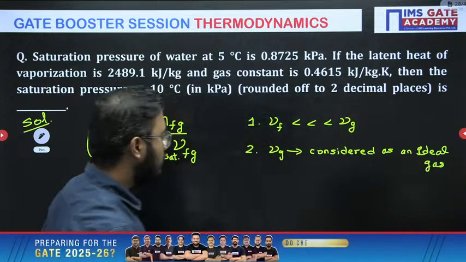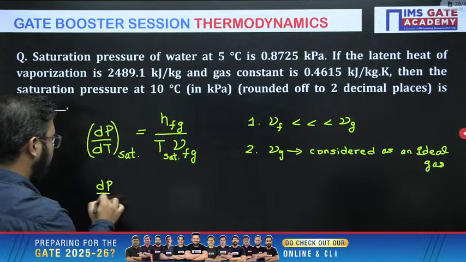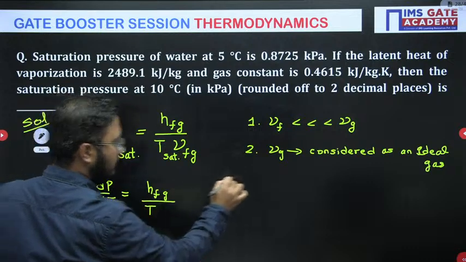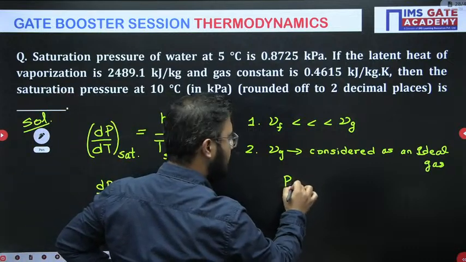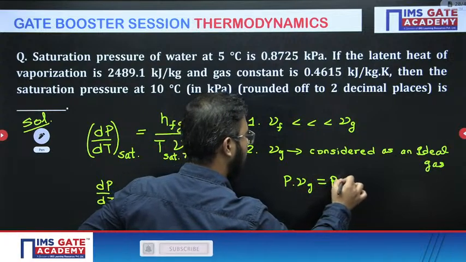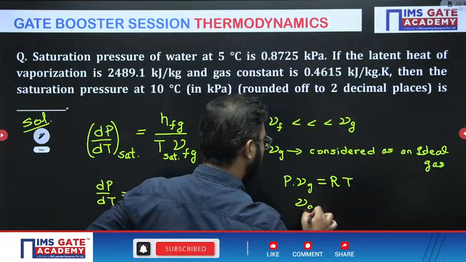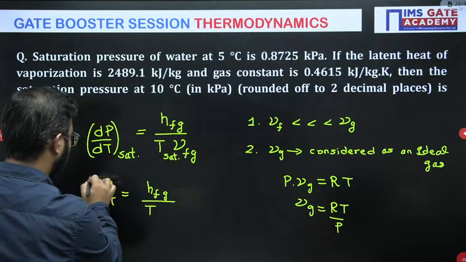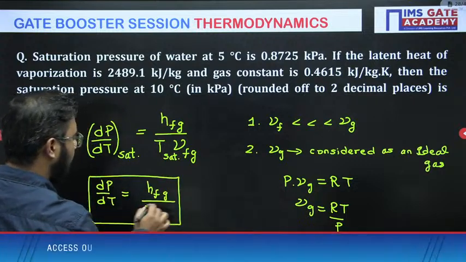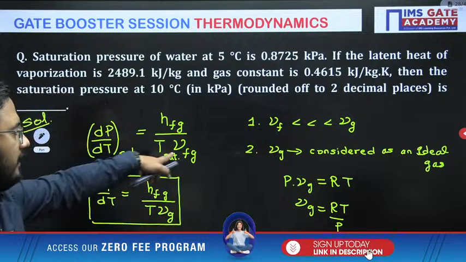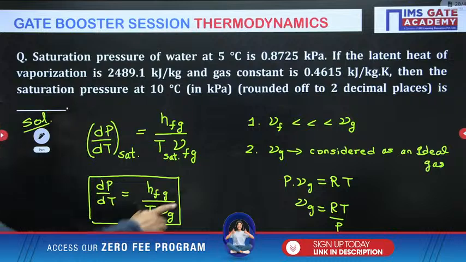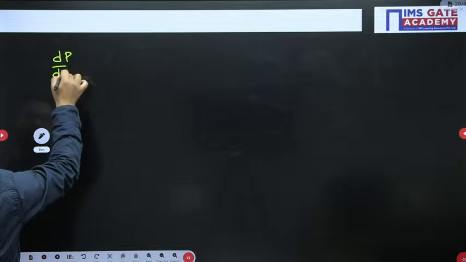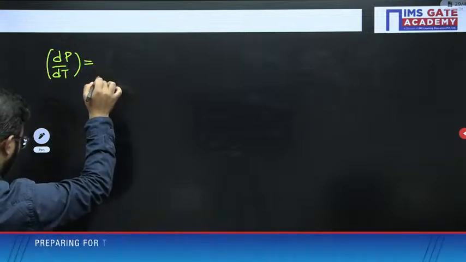Right. So what I will do in the relation, see, dP by dT it is there, HFG by T VFG. Now consider as an ideal gas, so if I use the relation PVG equals to RT, so VG will be written as RT by P. This value I will substitute here. Instead of VFG I am writing VG only. Now see, that VG value if I substitute here, there will be a small change in the formula, and that final formula you should better remember this one.